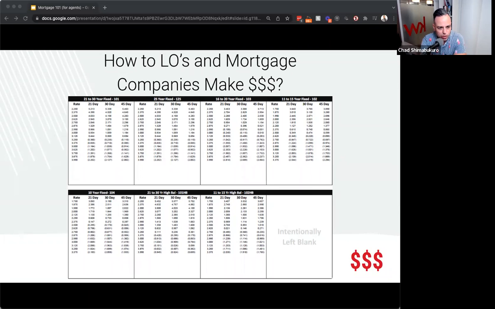It says rate 2.25, and then it says 21-day, 30-day, 45-day. So what are those categories? That's the lock period. You guys ever hear where they say, oh, my lock is going to expire? That's what they're referring to. So if they locked it for 21 days, or 30 days, or 45 days, why is that important for you to know? Because it comes with a different price and cost.